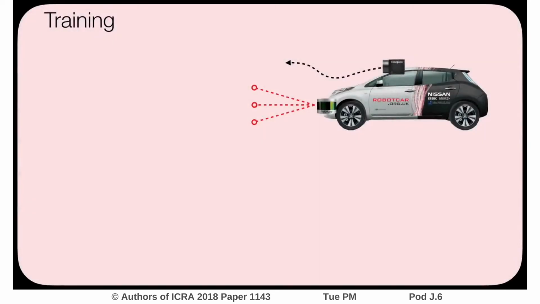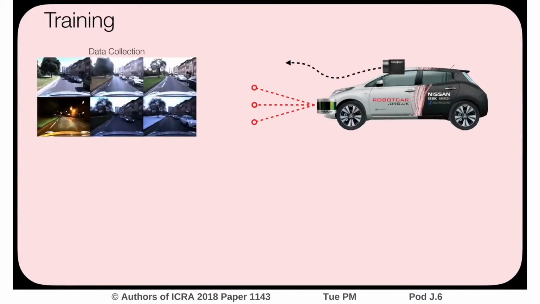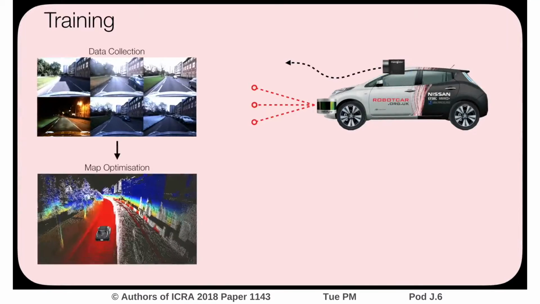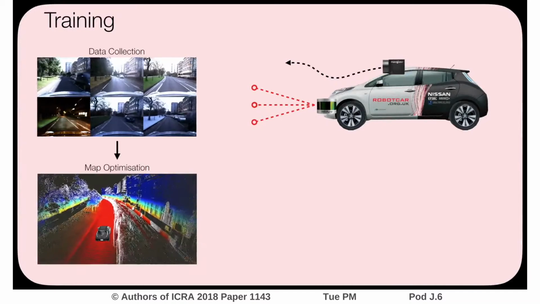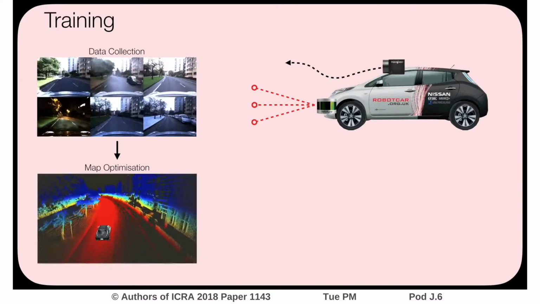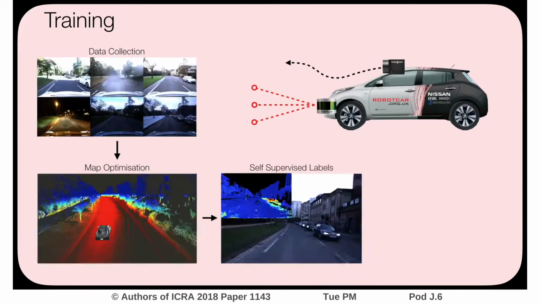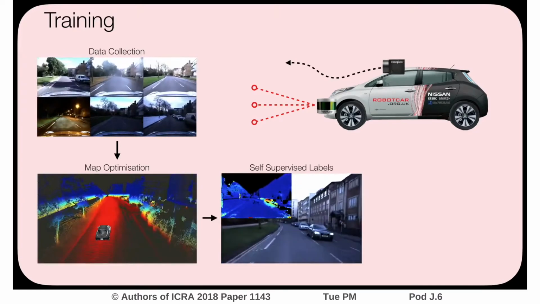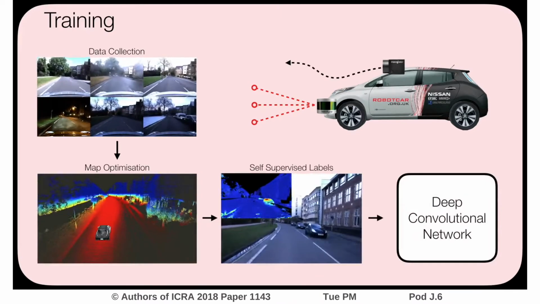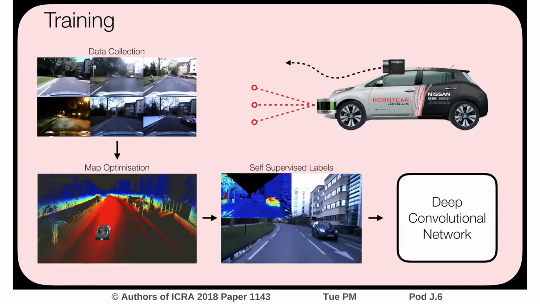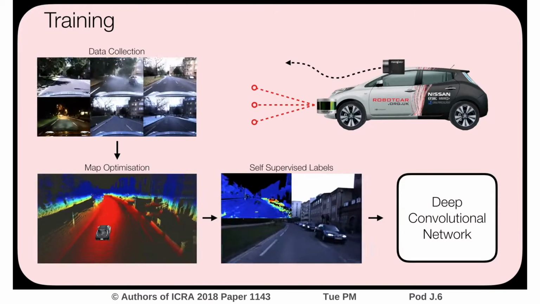To train our system, we use a data collection vehicle with a stereo camera and a LiDAR scanner and collect numerous overlapping traversals of the same route. These sensors enable us to generate an optimized 3D point cloud of our route without any ephemeral objects such as cars. We utilize all this data to automatically label images with ephemerality masks to train a deep convolutional network. Our approach needs no manual annotation and is fully self-supervised.